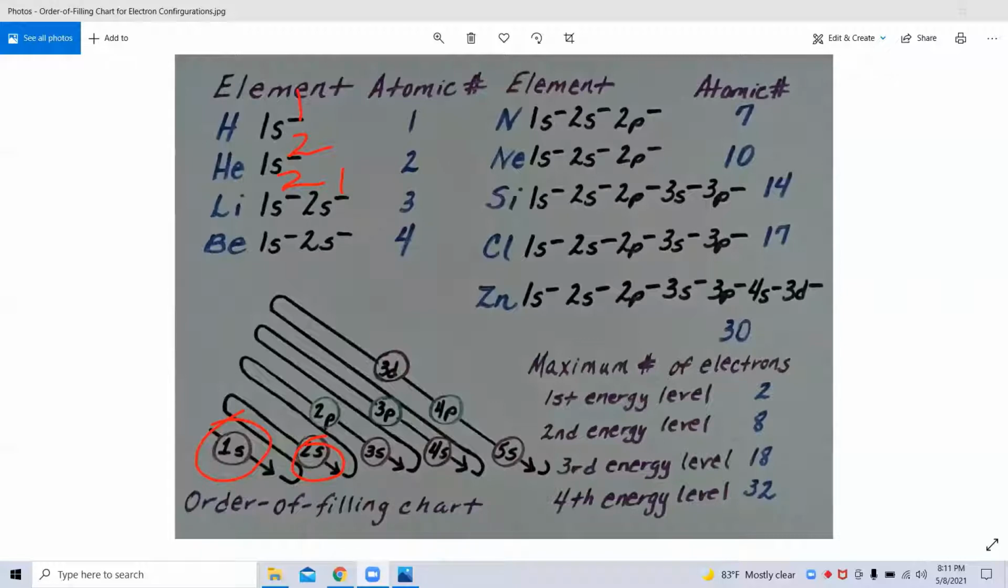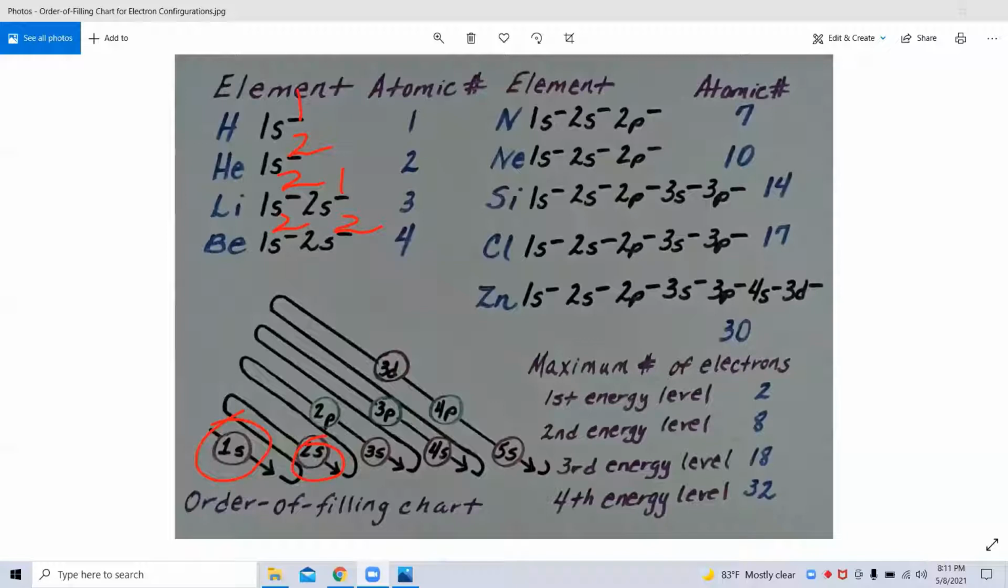So let's move on. Now the next one is beryllium that has an atomic number of 4. So we will use the 1s and 2s orbitals once again. Since beryllium has 4 electrons, then the configuration is 1s2, 2s2. So that's 2 plus 2 is equal to 4. So there you go. So moving right along here. Let's move on to nitrogen. Now nitrogen has an atomic number of 7.